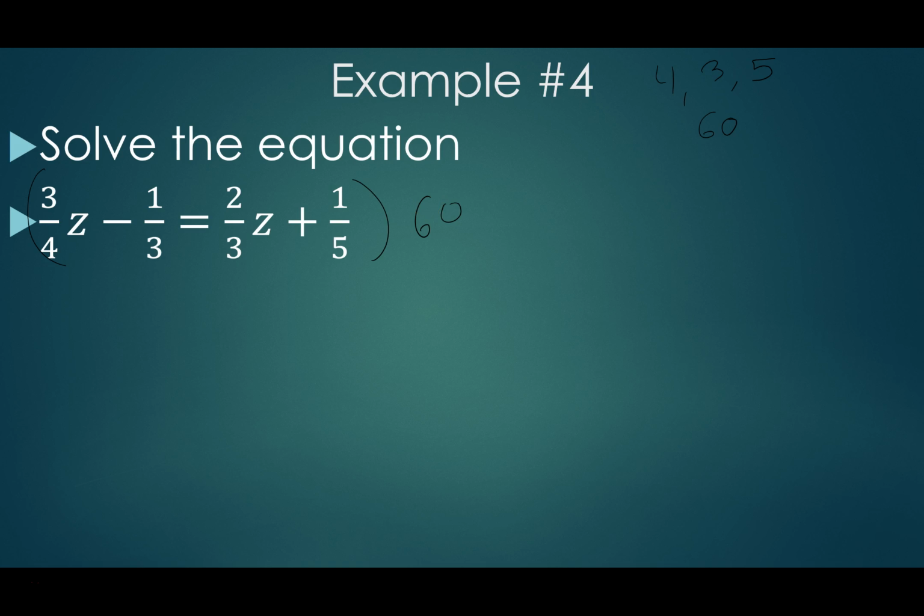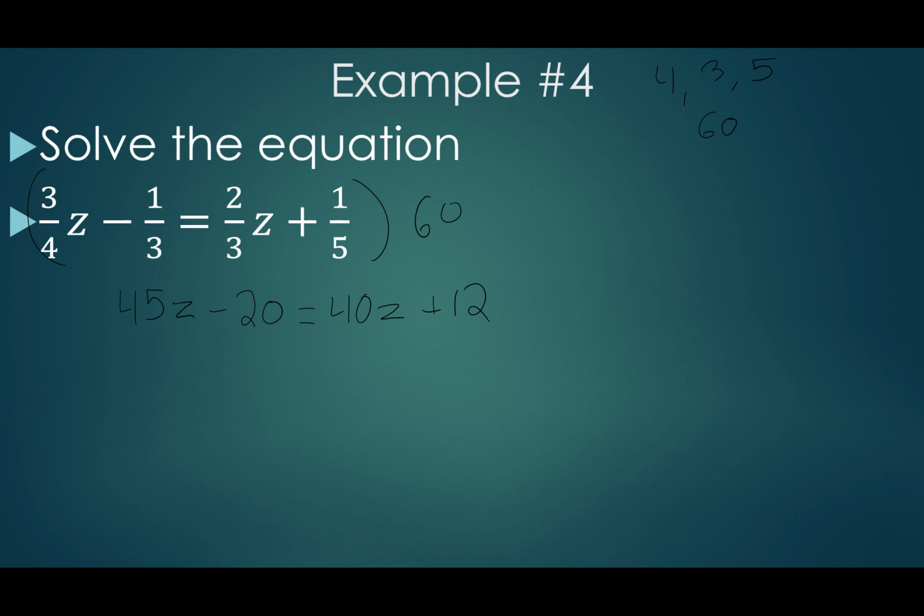So 3/4 times 60, well, 3 times 60 is 180. Divided by the 4 is going to give us 45. So it's 45z. 1/3 times 60 is just a negative 20. 2/3 times 60 is a positive 40, so it's 40z. And 1/5 times 60 is positive 12. So at this point now we have all fractions gone. Now we just have single whole numbers.